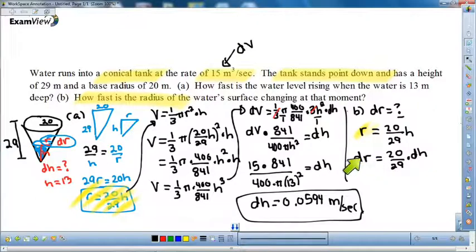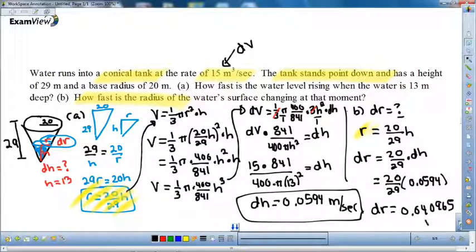So the derivative of r is going to be 20 over 29 times the derivative of h. So what this represents is that the rate of change of the radius only depends on the rate of change of the height. I already found what the rate of change of the height is at this specific moment in time when h is 13 in part A. So I'm just going to go ahead and substitute that into my equation. So dr is going to be 0.040965, and my units are meters per second.